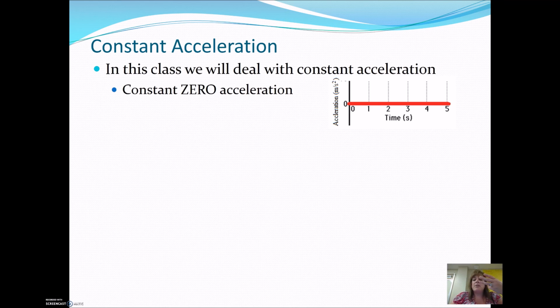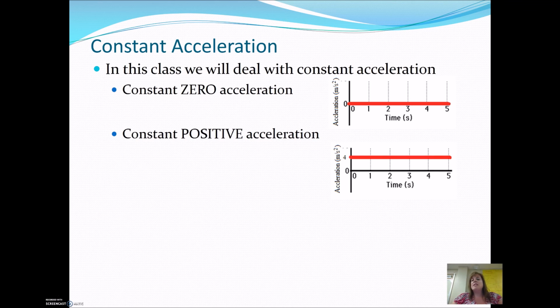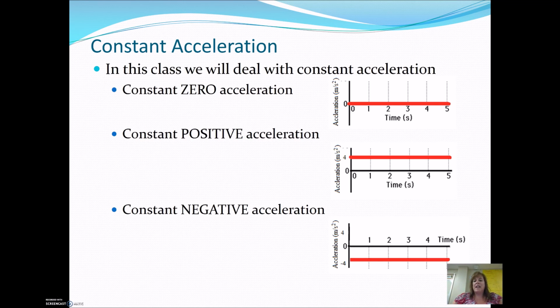And there are three types of constant acceleration. Either we have constant zero acceleration. So if we graphed an acceleration versus time graph, it would just be a graph of zero, a flat line on zero. Constant positive acceleration, again, if it's constant, it means the value isn't changing. So once again, it's a flat line, but this time it's positive, so it's above the x-axis. And of course, constant negative acceleration, again, constant means constant value, but negative, so below the x-axis.